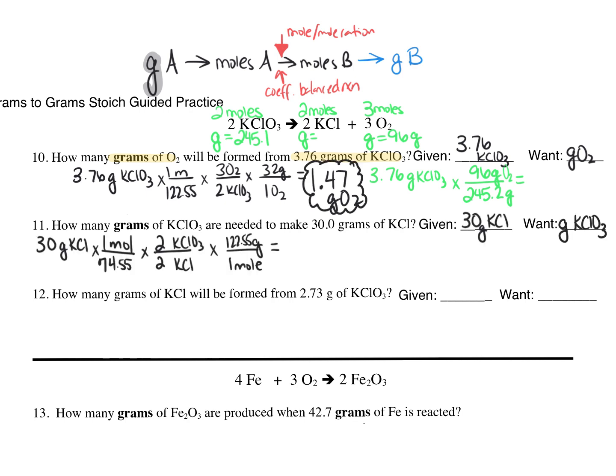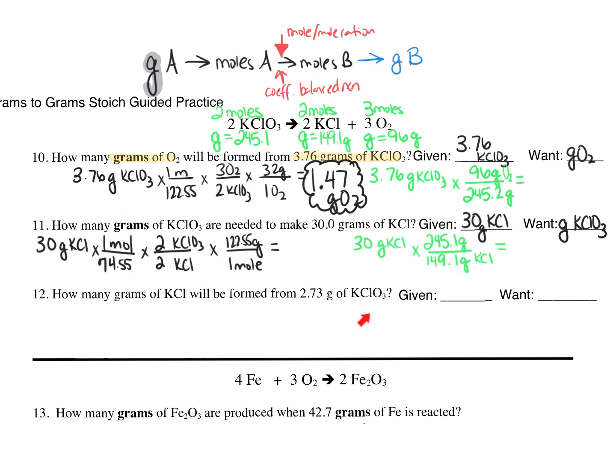For the next problem, I am given grams of KCl, and I want to find grams of KClO3. So again, here's my traditional method. Starting with grams of KCl, I use the molar mass in order to convert to moles of KCl. Then I use the mole to mole ratio from the coefficients of the balanced equation. And then I want to convert to grams of KClO3. So the molar mass of KClO3 goes on top. 1 mole weighs that much.